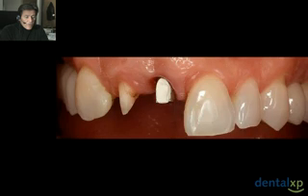It's a short root, it is mobile, and it cannot retain an individual crown. It's not a suitable abutment for a single crown. So the question remains what to do in this situation with the lateral incisor. We've been able to bring down the soft tissue on the labial aspect.